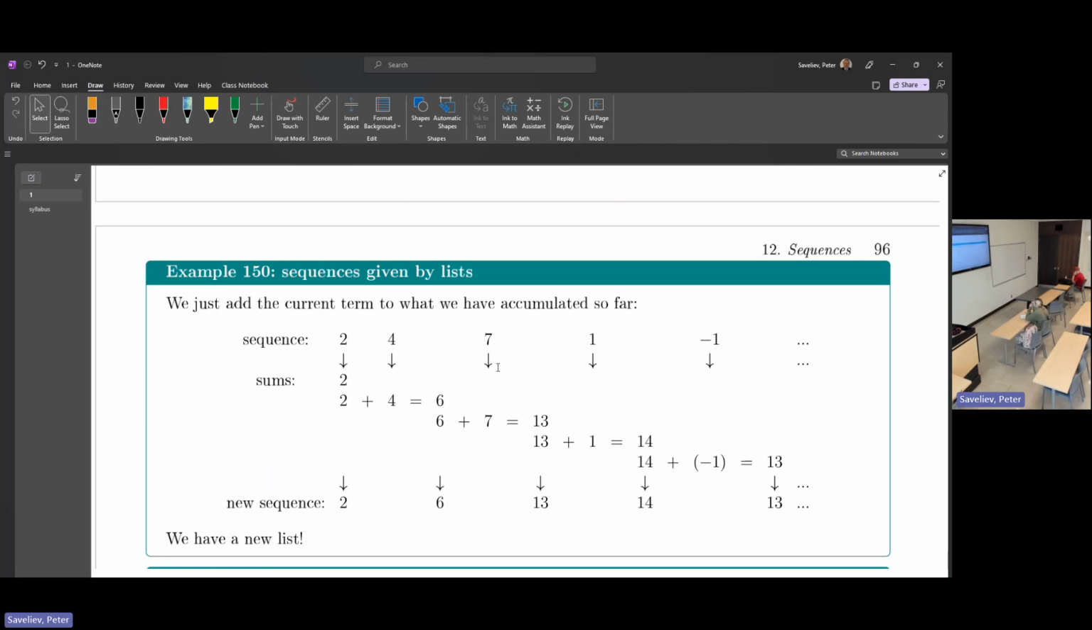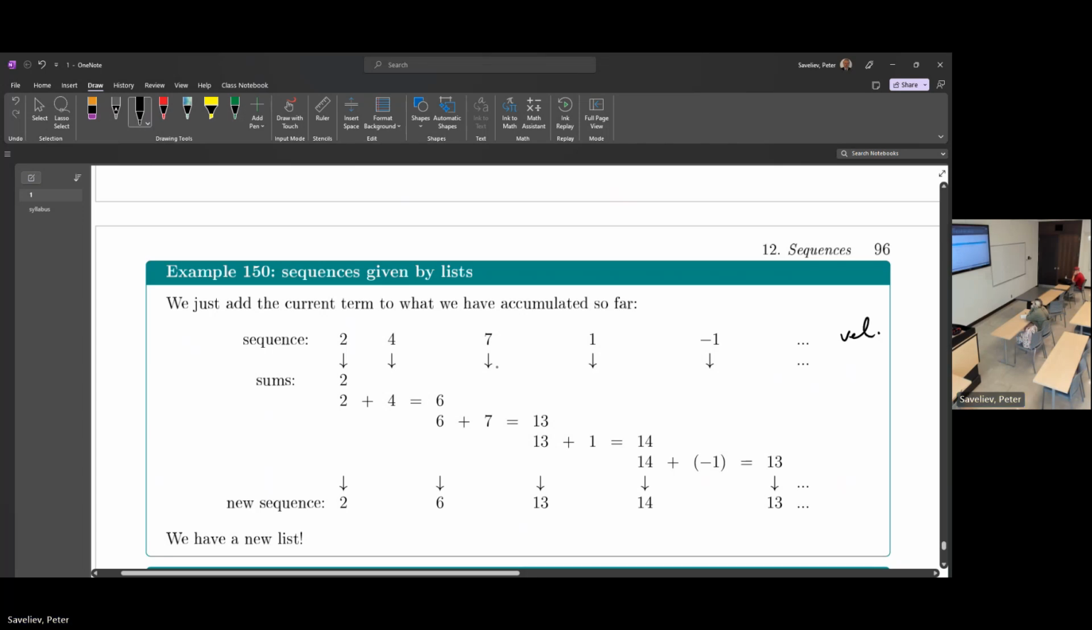Does it sound familiar from calculus? Well, the sequence represents the velocity. What are we trying to compute here?